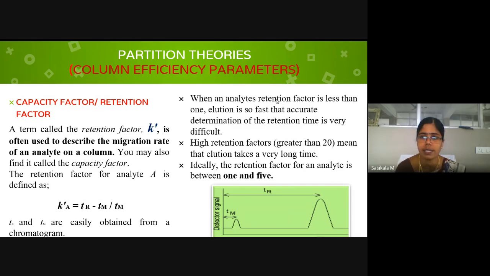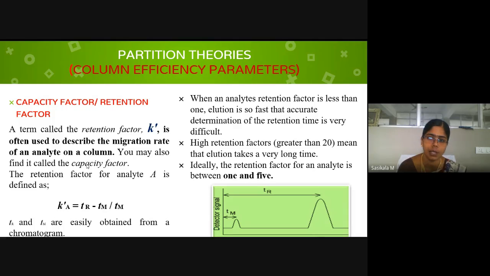When an analyte's retention factor is less than 1, then elution is very fast. That means your molecule will be staying in the stationary phase for less time. So the elution will be very fast, but you will not get a very accurate result if it is a very low value.